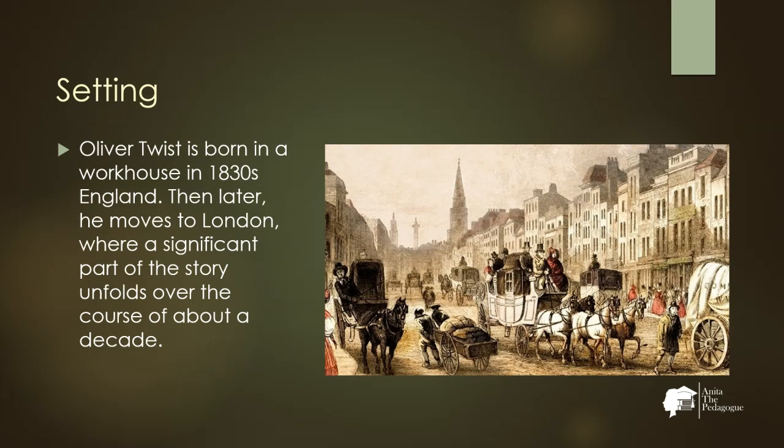Let's move on to the setting of the story. Oliver Twist is born in a workhouse in the 1830s in England. The story is set in England. In the course of the story, Oliver Twist moves to London, where a significant part of the story unfolds over the course of about a decade.